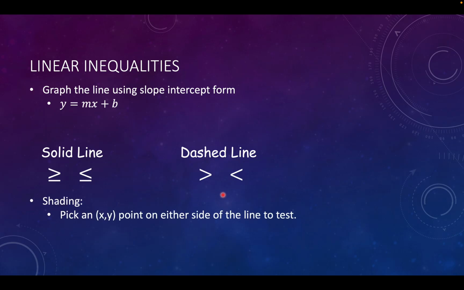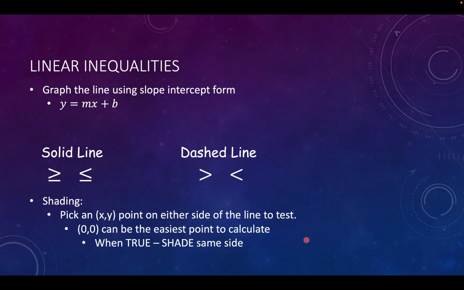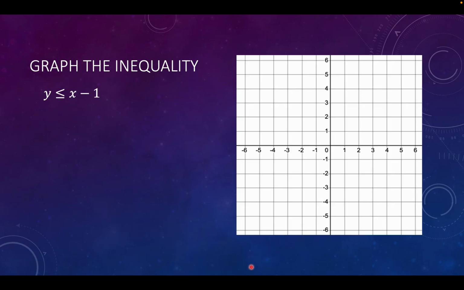The shading. You can pick any x, y point on either side of the line to test. 0, 0 can be the easiest point to calculate. We'll get into that more. Feel free to pause the video at any point to catch up on your notes. When you pick a point and you get a true statement, you're going to shade the same side as the point that you picked. When it's false, you would shade on the opposite side. We'll get into an example here.